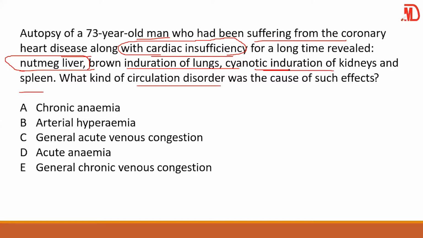But look at it again. These people have been having this for a long time. So putting everything together, we can say this is a general chronic venous congestion. I've already explained the venous congestion because of the nutmeg liver. Then we are thinking of a chronic nature because we have cardiac insufficiency for a long, long time. So you are thinking of general chronic venous congestion. So your answer is E.